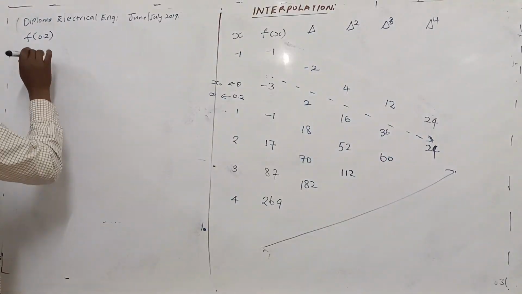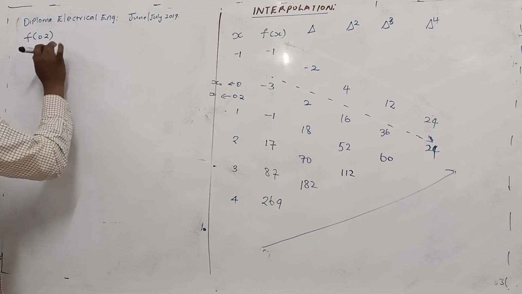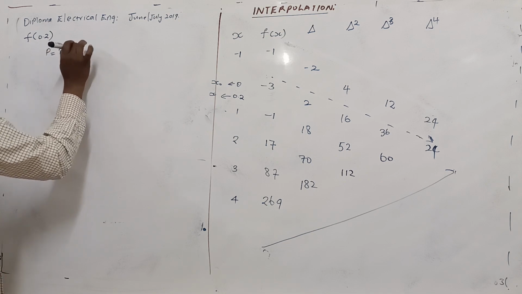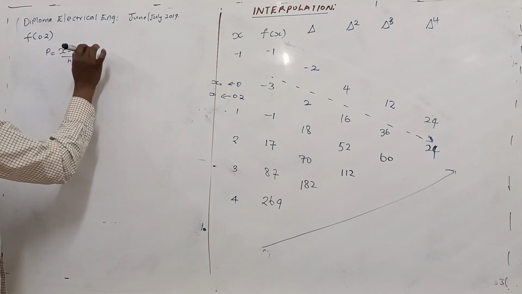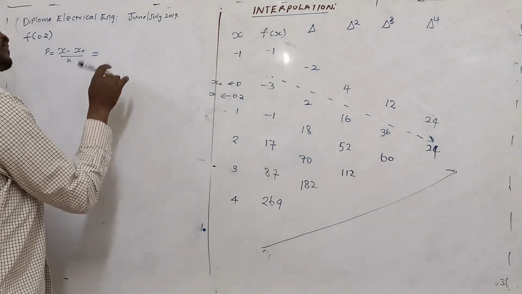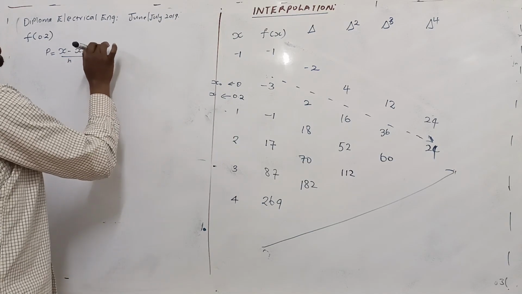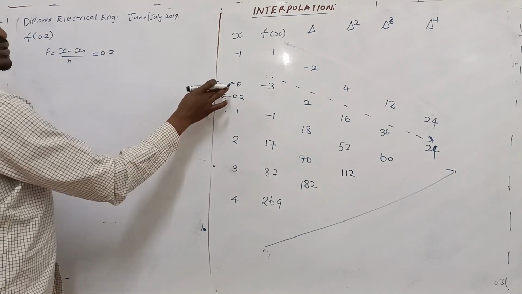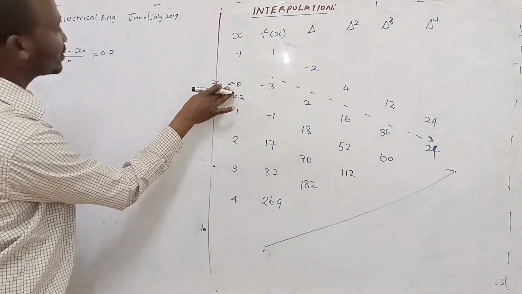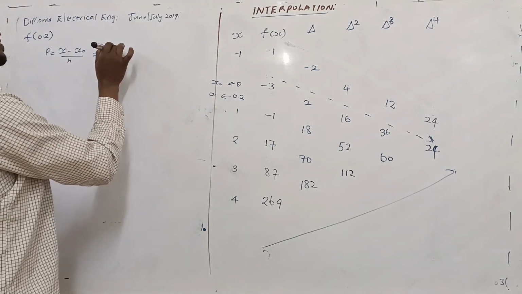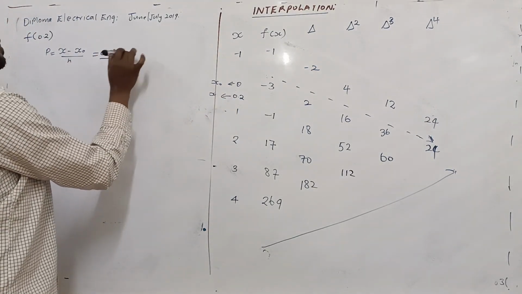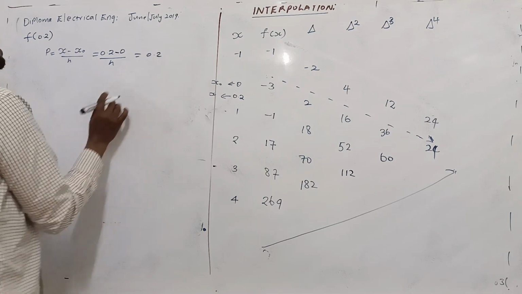So in this case, our p will be equal to x minus x naught all over h. Our x is the value of the argument whose entry we are supposed to get, which is 0.2. X naught is this value just above our x, which is 0, all over h, and our p will be 0.2.